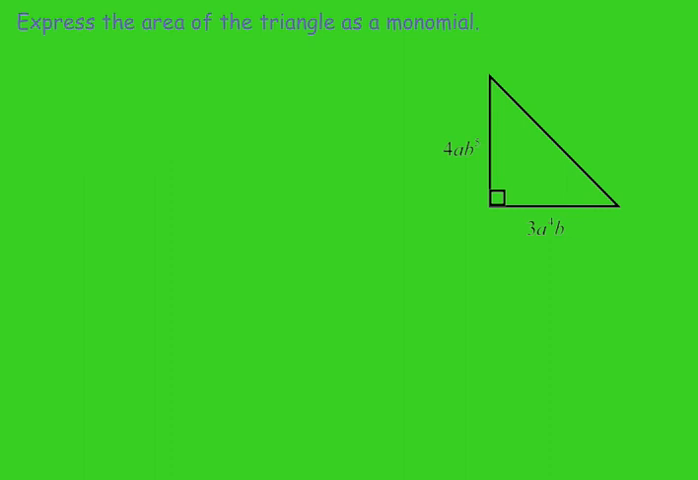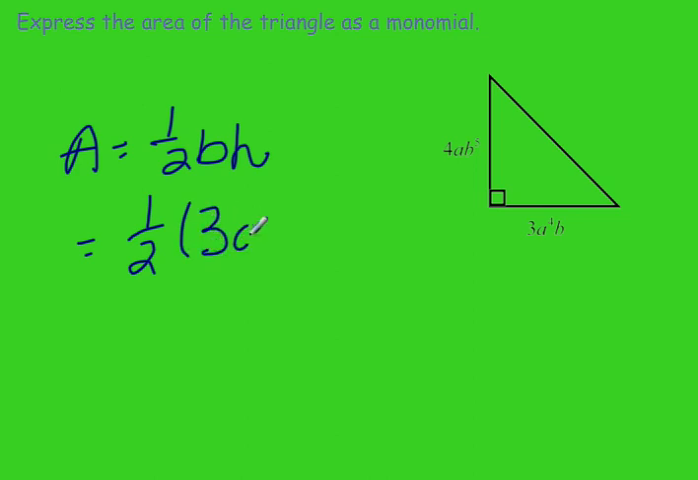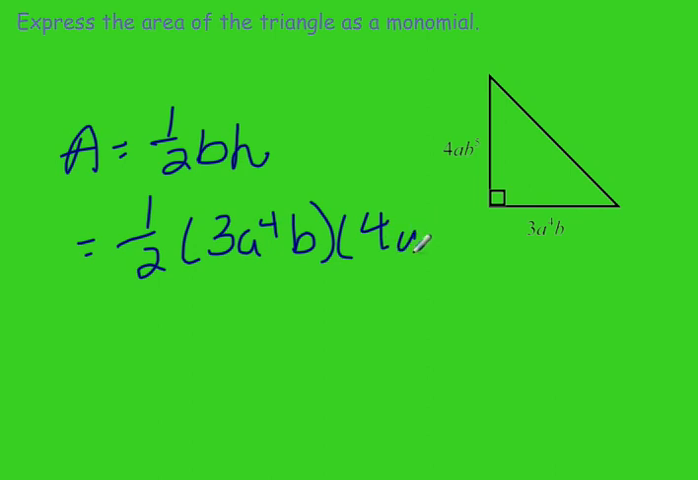So let's take a look at number 12. To get the area of a triangle, that's going to be 1/2 base times height. So that's going to be the area of a triangle. So 1/2 times the base, which is 3a to the 4th b, times 4ab to the 5th.